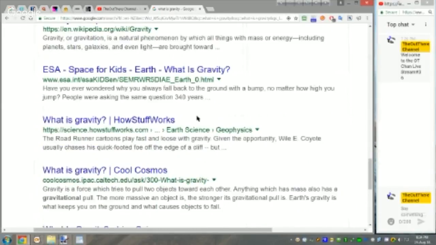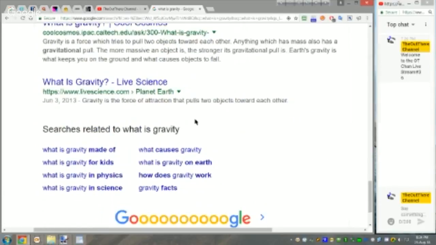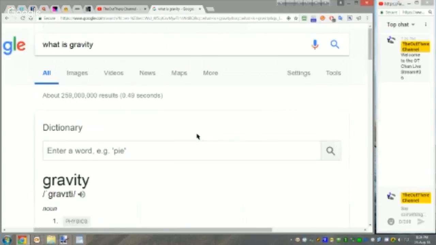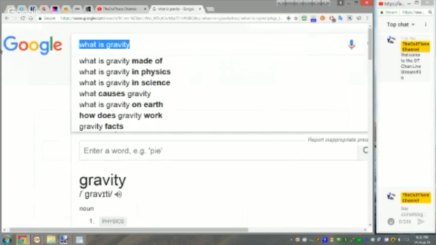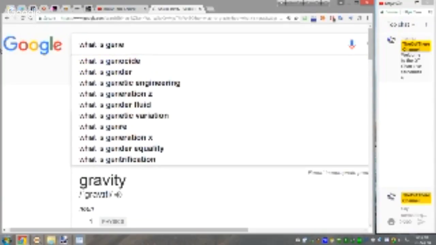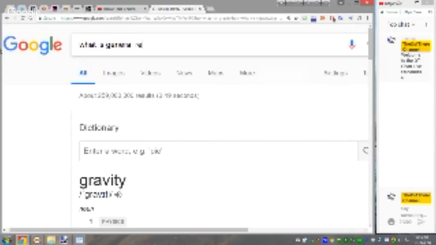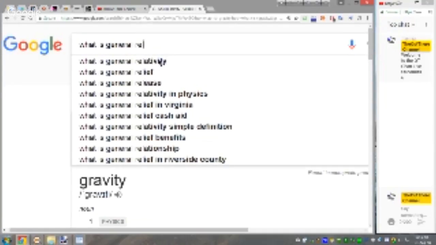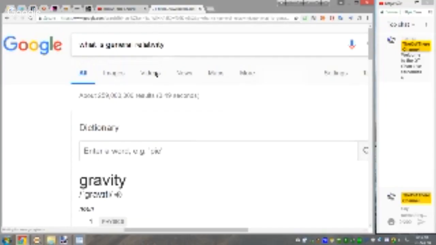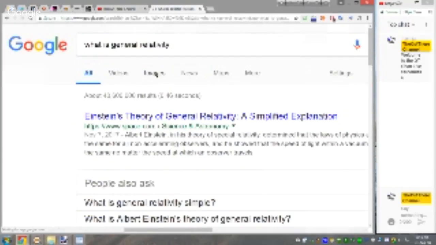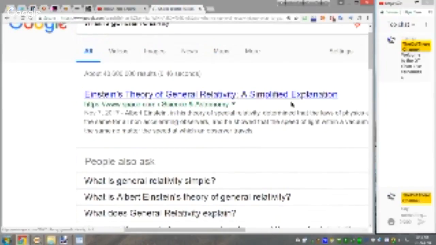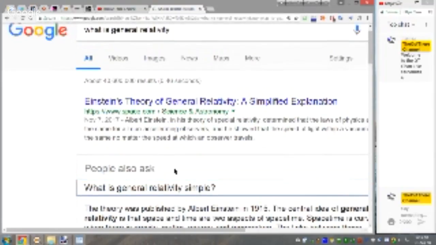So I was hoping to find a really good example. General relativity. You hear all these buzzwords on TV all the time. Simplified explanation. Is there such a thing? Is that the same one?